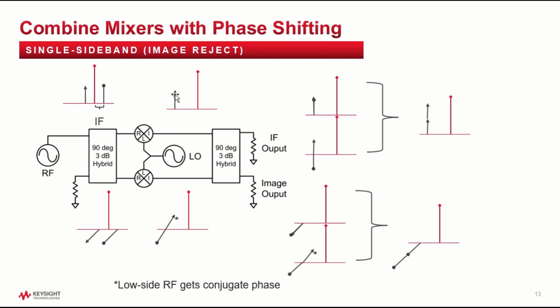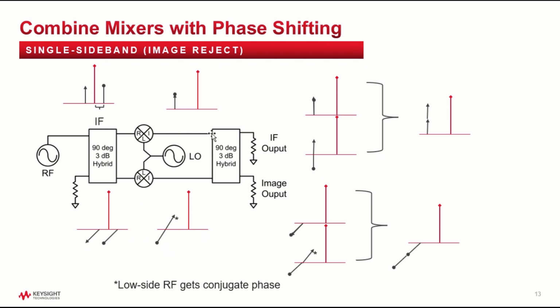So the conjugate is 0, and both signals, the arrow signal and the dot signal, have 90 degrees or 0 degrees phase shift. But on this lower mixer, this low side signal is conjugated, so it becomes minus 90 instead of plus 90, and the little dot signal becomes 0. So now let's look at the two outputs. We have an IF output and an image output.